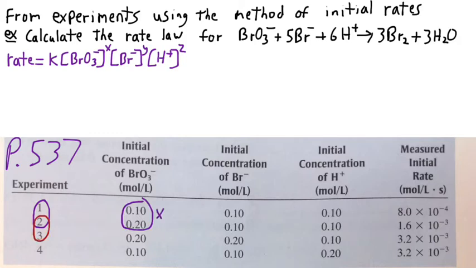So then let's look at 2 and 3. We can see in 2 and 3, bromate is constant, H plus is constant, and bromide is doubling. So that'll give us y. When bromide doubles, the rate is also doubling, 1.6 times 10 to the negative third to 3.2 times 10 to the negative third. So that means that the reactant order for bromide is also 1.